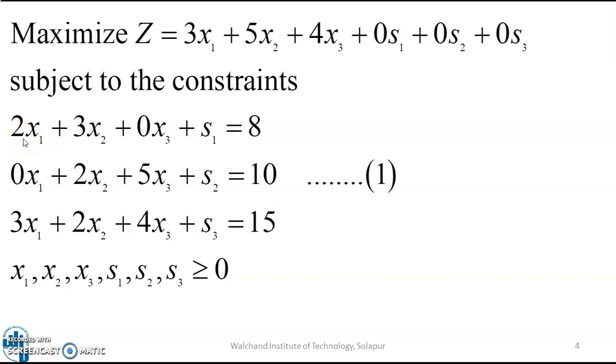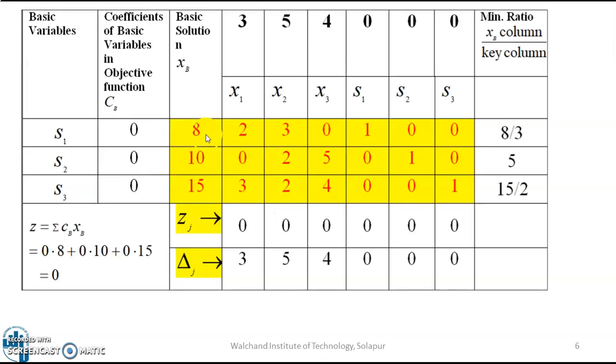From the first one we can see that in the first equation on the left hand side, x1 has the coefficient 2, x2 has 3, x3 has 0, s1 has 1, and s2 and s3 are absent. We can write their coefficients as 0. The same thing we did here. Similarly, the second row is obtained from the coefficients of the second equation on the left hand side, and the third row is obtained from the coefficients of the third equation. So this is the initial simplex table.